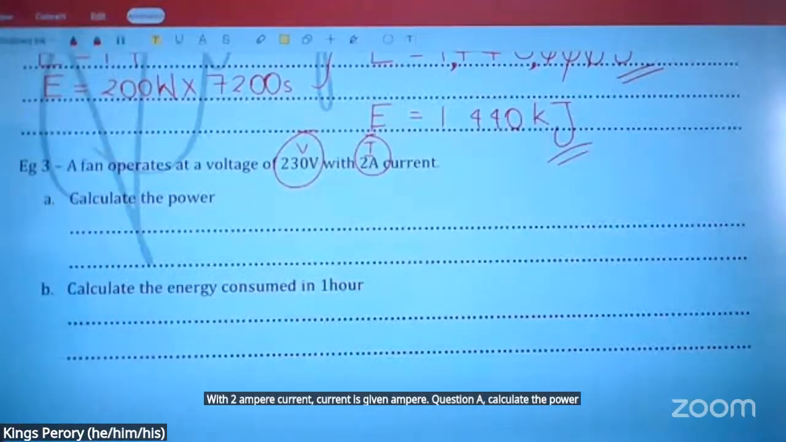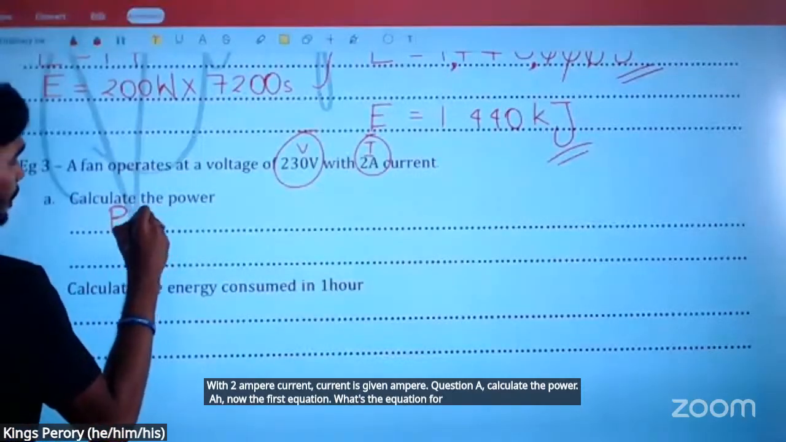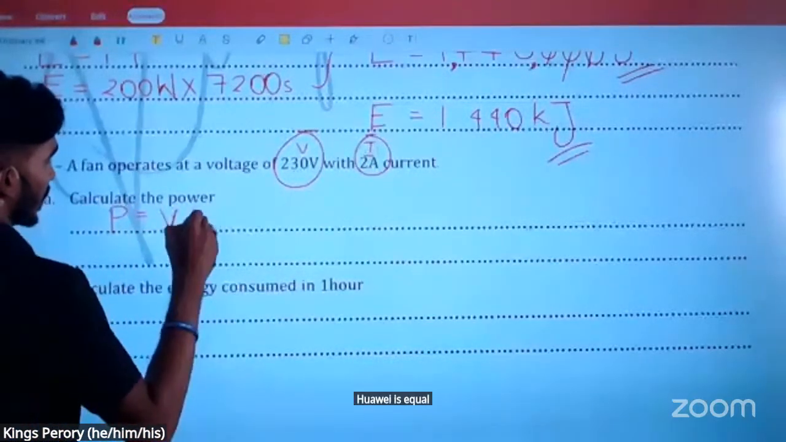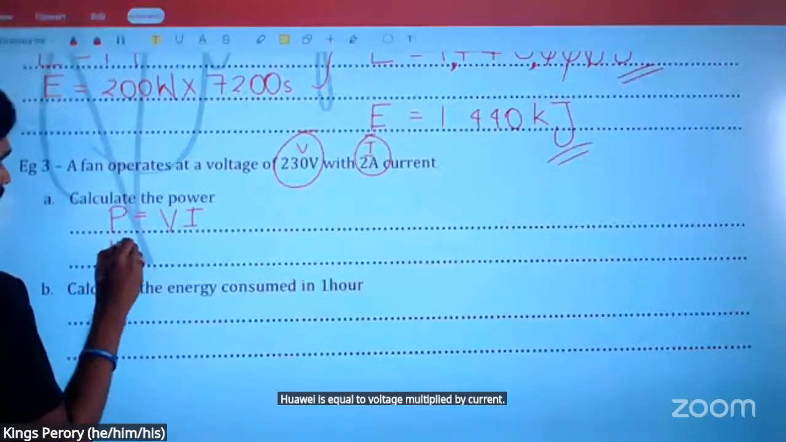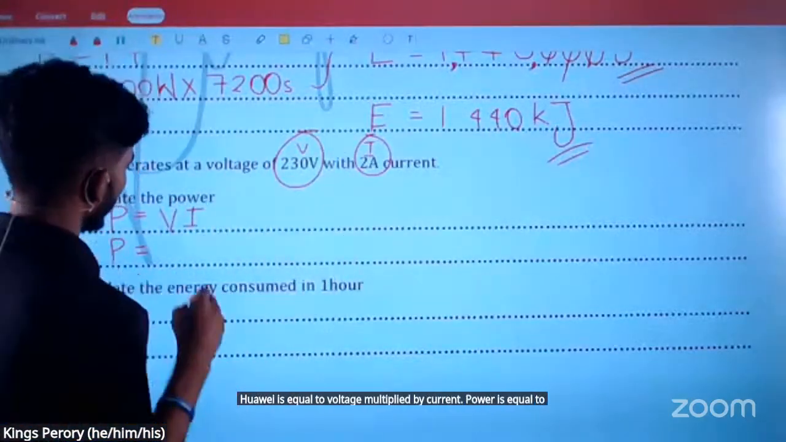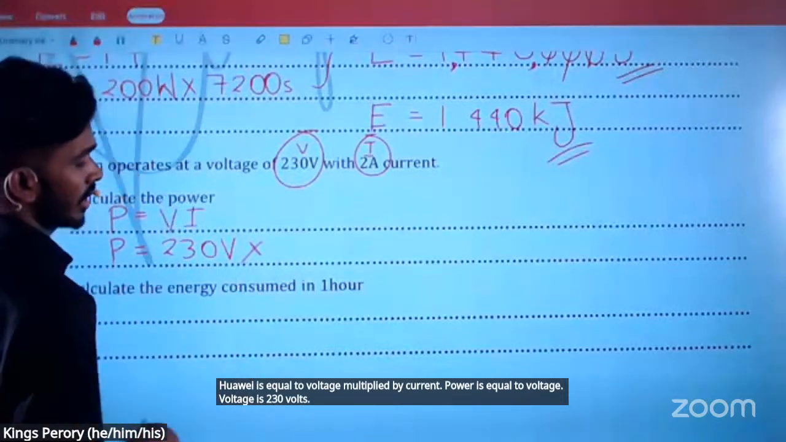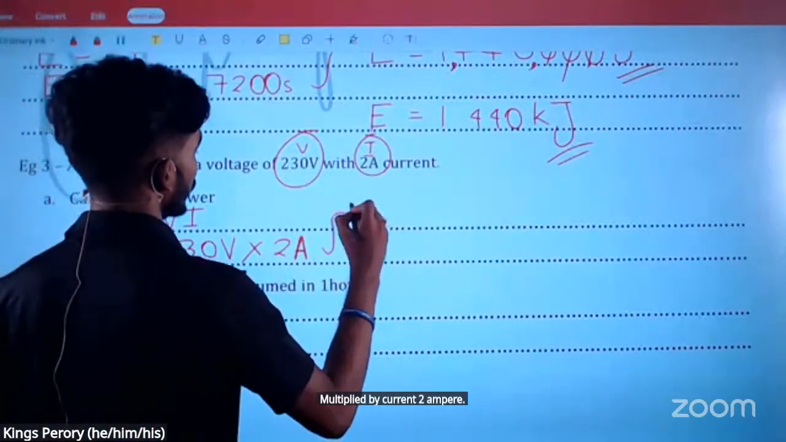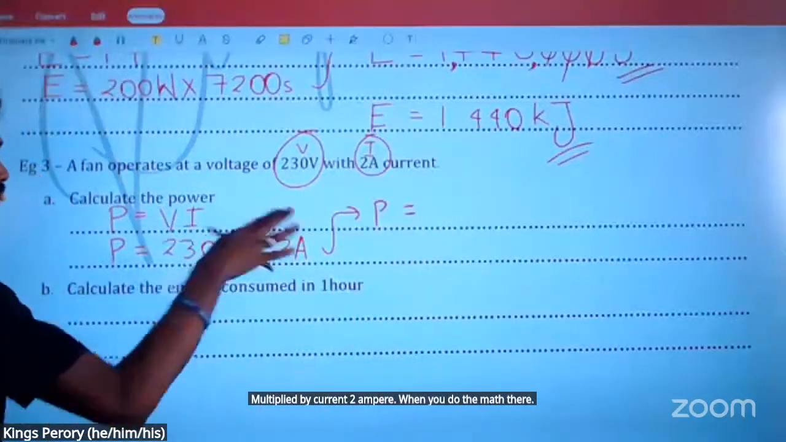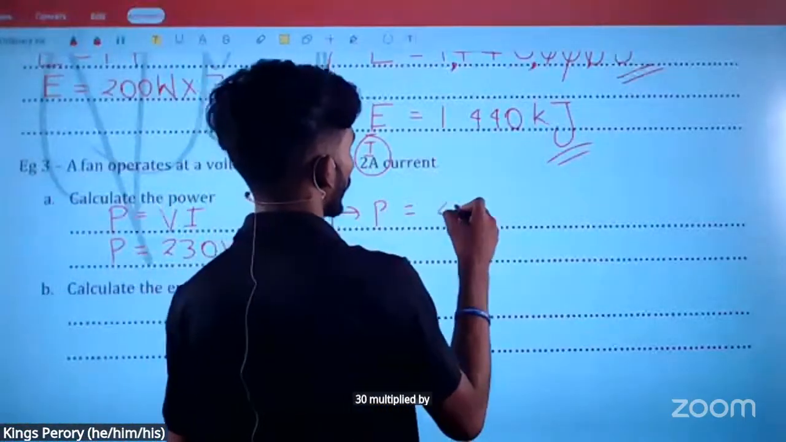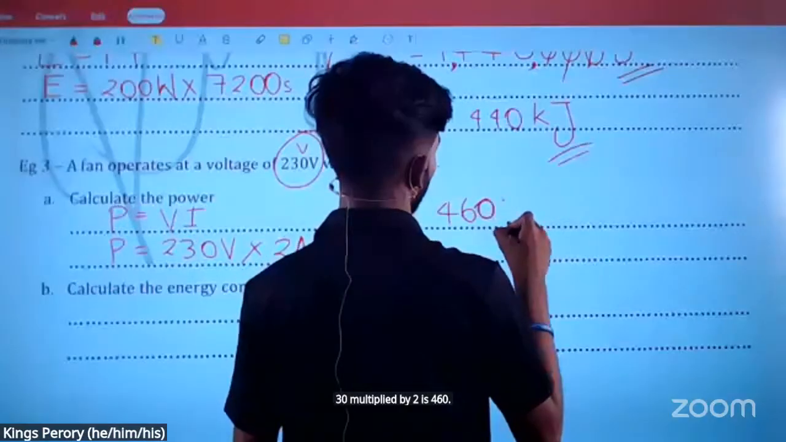Now the first equation. What's the equation for power? Power is equal to voltage multiplied by current. Voltage is 230 volt multiplied by current is 2 ampere. When you do the math there, power is equal to 230 multiplied by 2, which is 460 watt.